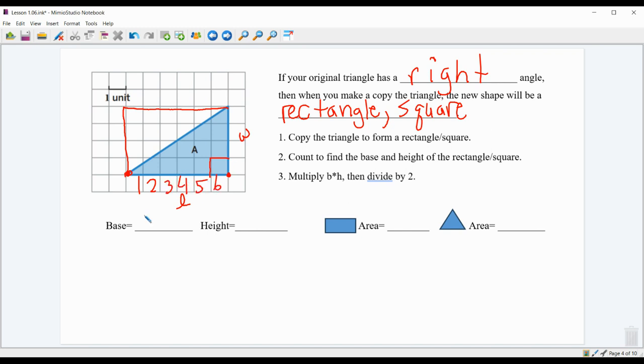Okay, there's the length, 6 units, and the width, 1, 2, 3, 4, which is the same thing as the height, 4 units. I multiply those together. This one also has an area of 24 square units. But remember, originally we only had one triangle, so we need to divide by 2. The answer is 12 square units are inside of that triangle.